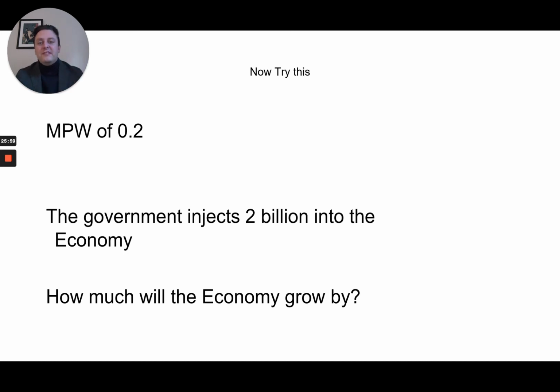Now, let's try this one. Get a bit of paper, try this one out. The marginal propensity to withdraw now is 0.2, and the government injects 2 billion into the economy. How much will the economy grow by?